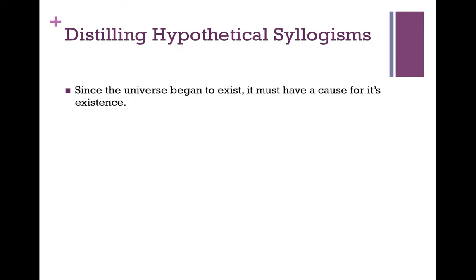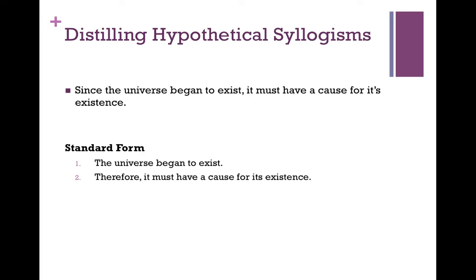Take this argument right here: since the universe began to exist, it must have a cause for its existence. Now, what is the argument being made here? Well, the conclusion is clearly that the universe must have a cause for its existence, and the premise is that the universe began to exist. But how do you move from this premise, the universe began to exist, to the conclusion, it must have a cause for its existence? It seems like something is missing here.